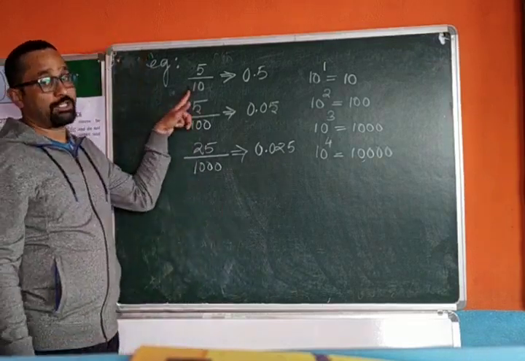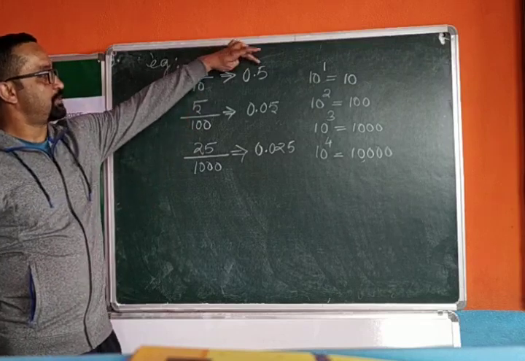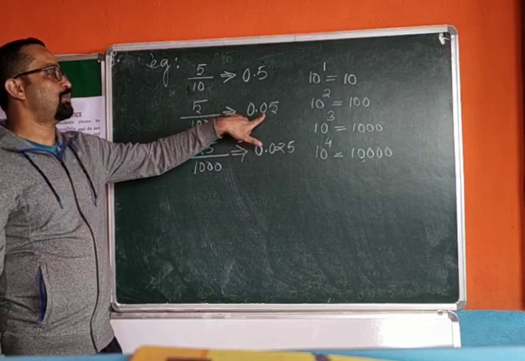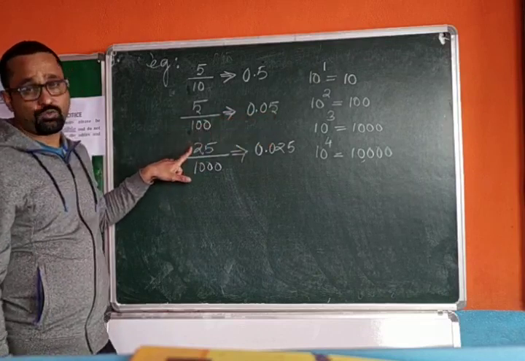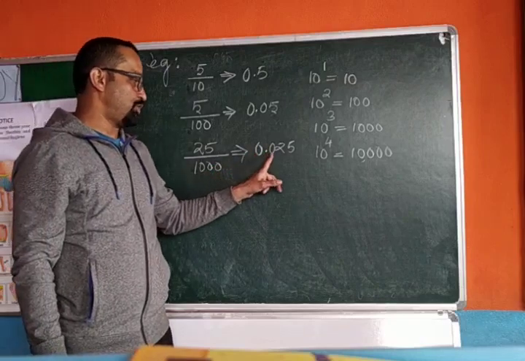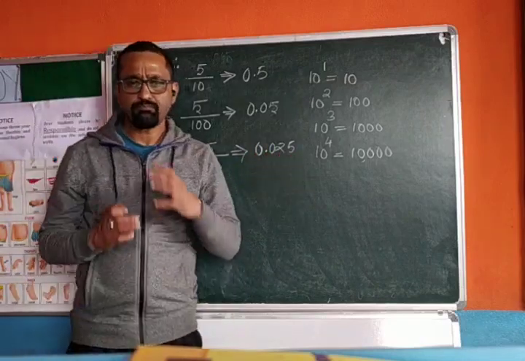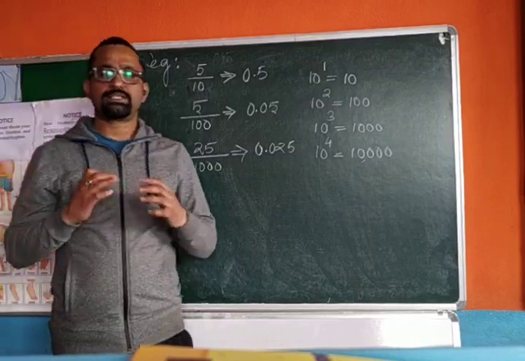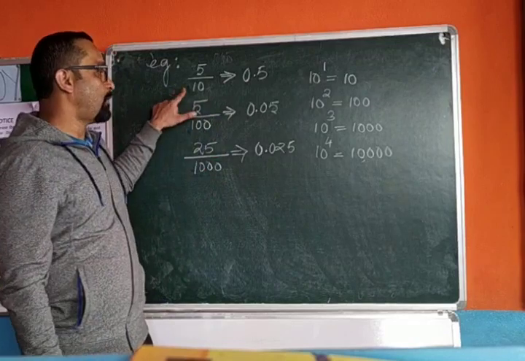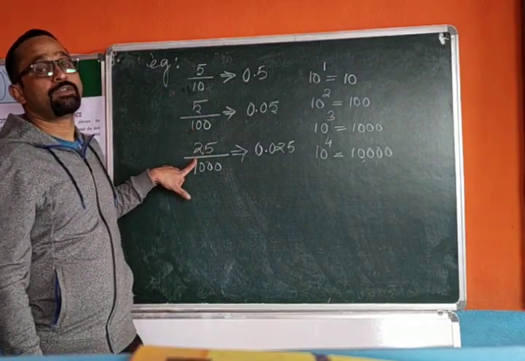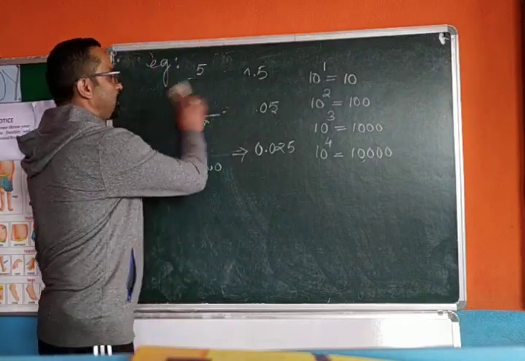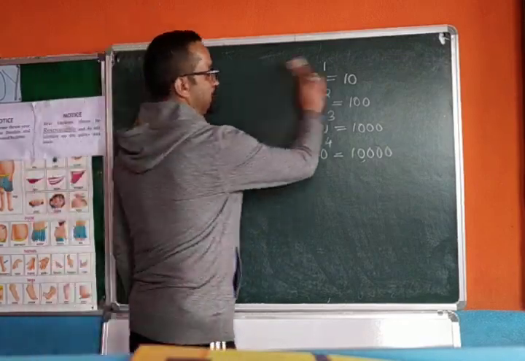You can have 10 at denominator, 0.5. You can have 100 at denominator, 0.05. You can have 25 upon 1000, which can be written as 0.025. So please do remember, decimal fraction is a fraction whose denominator is 10 or higher powers of 10. There are some important things you need to remember for decimal fractions.